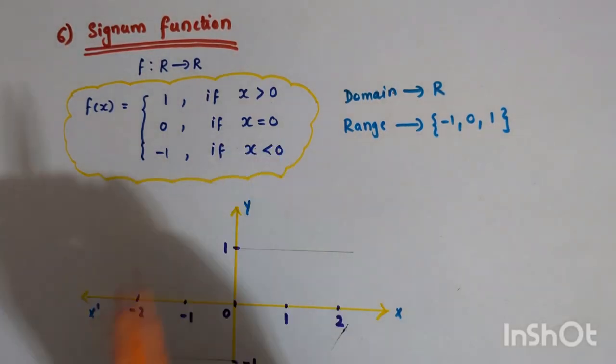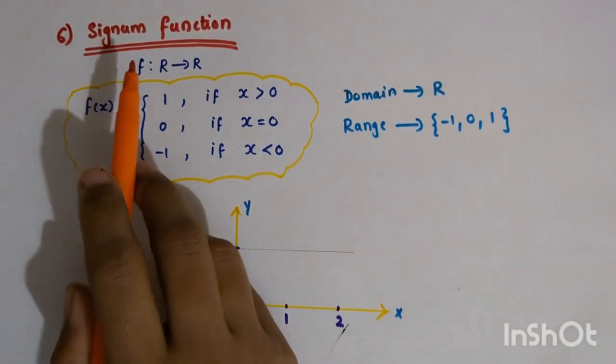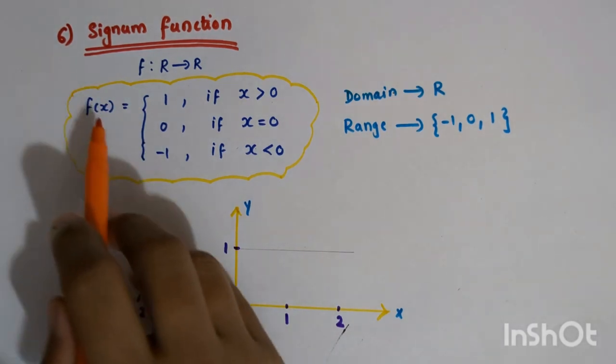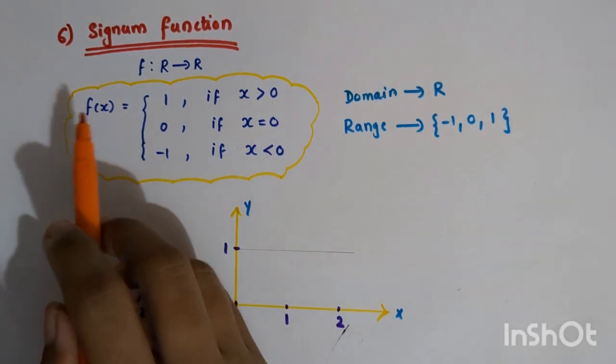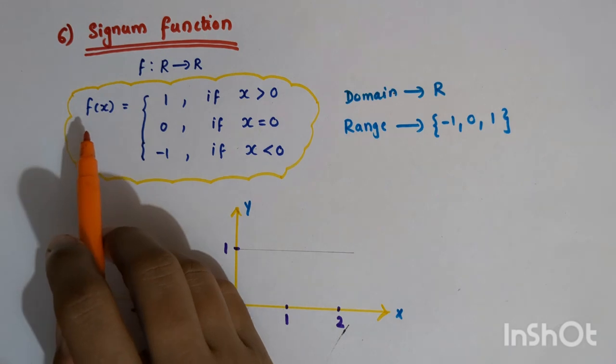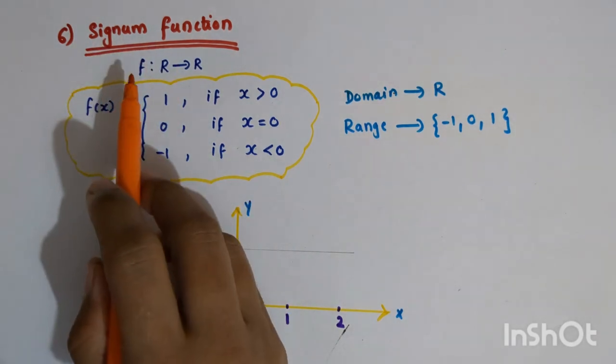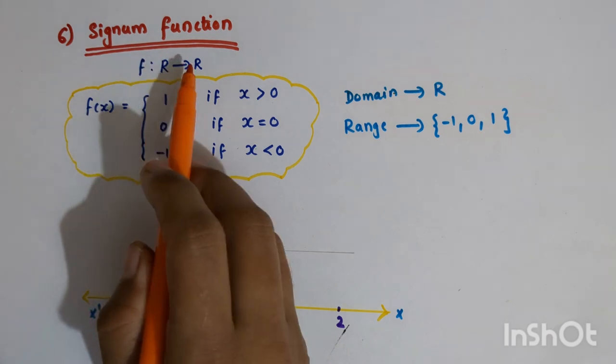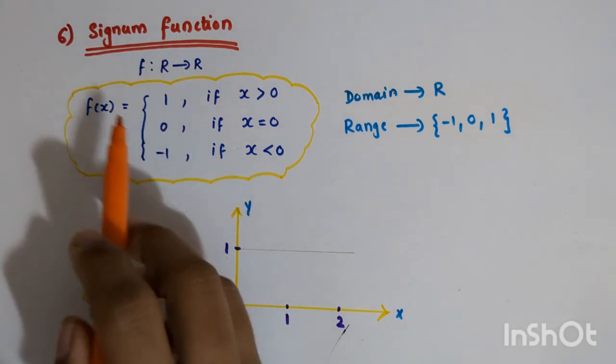Hello everyone. In this video, we are going to discuss the Signum function, which comes under the topic of functions and their graphs, chapter 2, relations and functions, class 11 maths. The Signum function is a function f defined from R to R, that is, the set of real numbers to the set of real numbers.